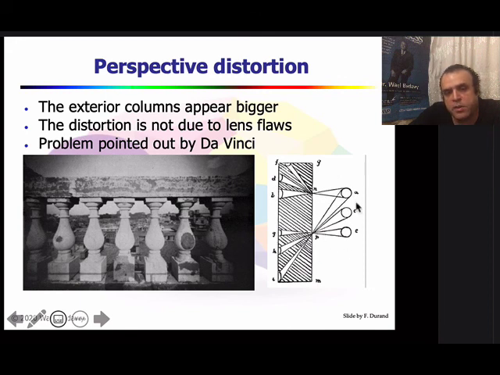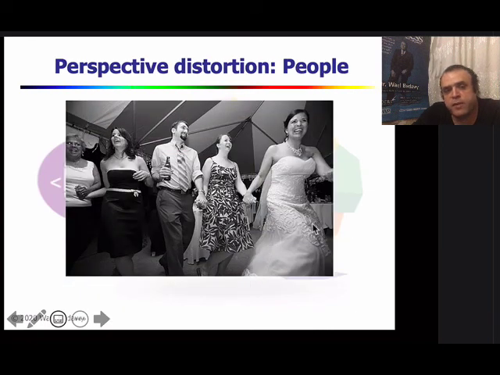So in the image on the right hand side, it shows the actual 3 columns, and if you try to project them in different places, how they will look like. This perspective distortion also applies to people. So this, for example, is a group of individuals, and when they walk, the one in the front will look closer and much bigger than the one in the back.